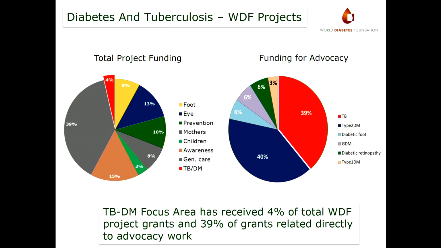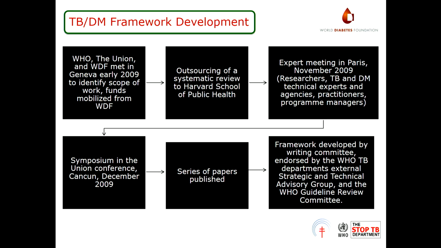Now, what does diabetes and tuberculosis constitute in terms of the portfolio of the World Diabetes Foundation? Of the total funding that the foundation has made since its inception in 2002, and we started working with diabetes and TB only in 2009, about 4% of our funding has gone towards diabetes and TB. But given the context that TB is only less than 1% of what you see in a diabetes clinic, I think our contribution towards this is pretty high. But if you look at how much funding has gone from our advocacy pie, almost half of the funding that we do in advocacy has actually gone towards advocacy for diabetes and TB. So almost 40% of our grants related directly to advocacy have gone towards advocacy for diabetes and TB.